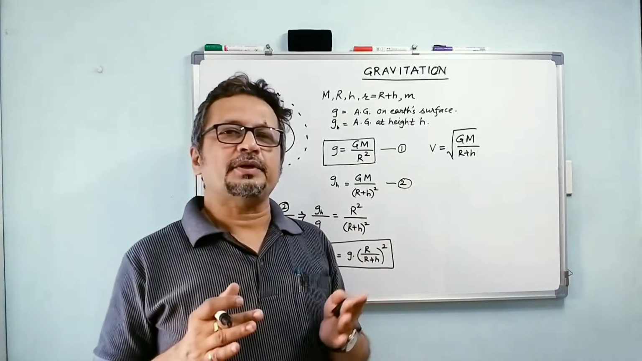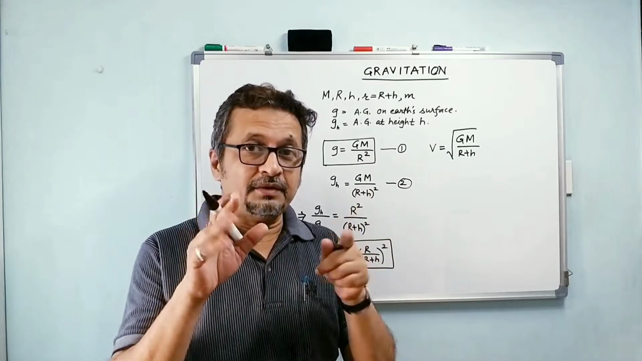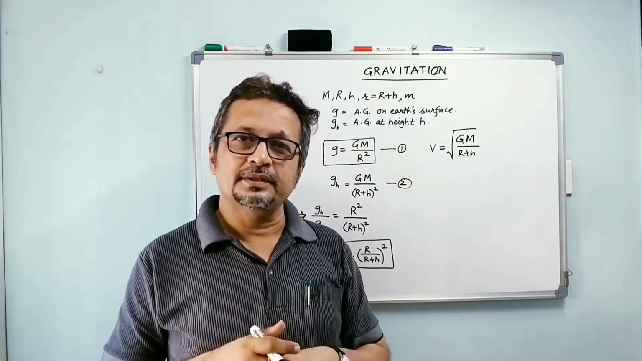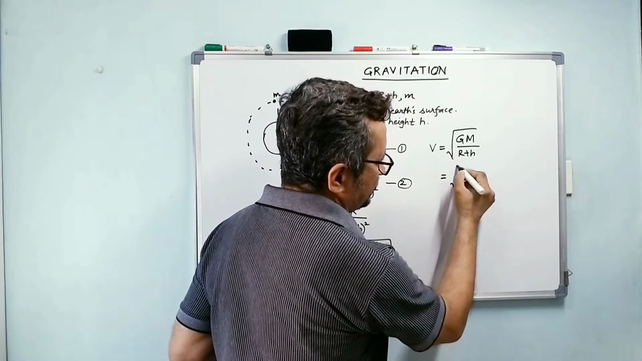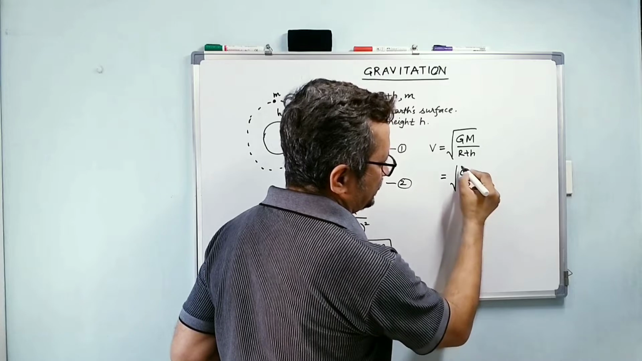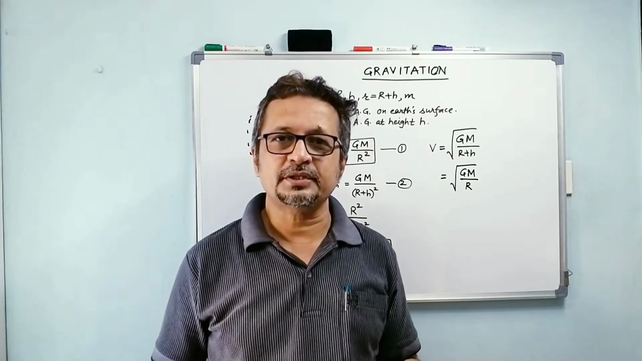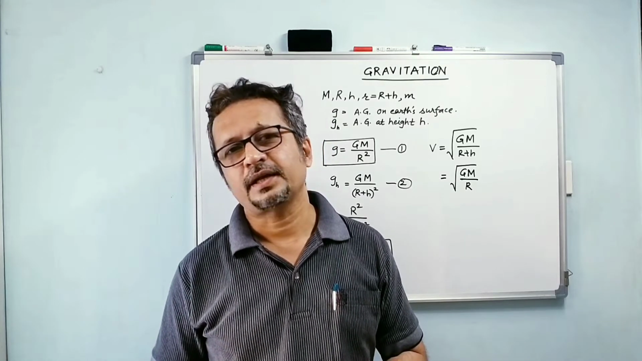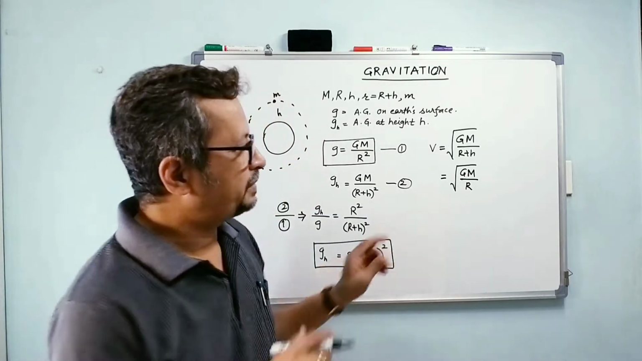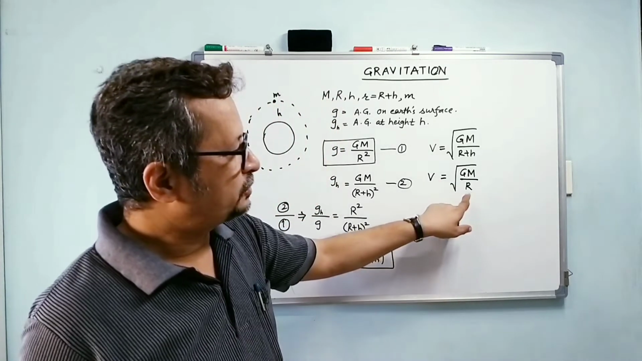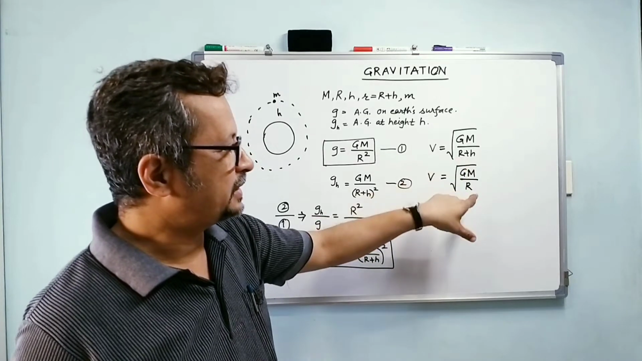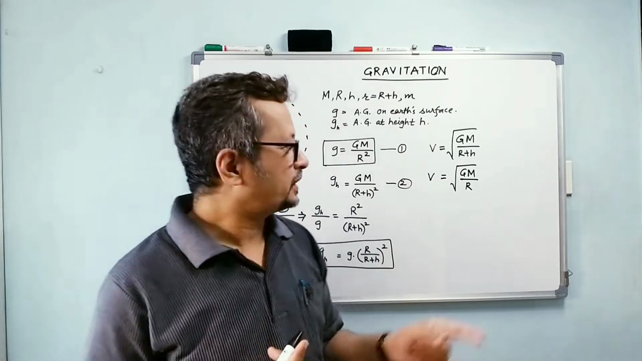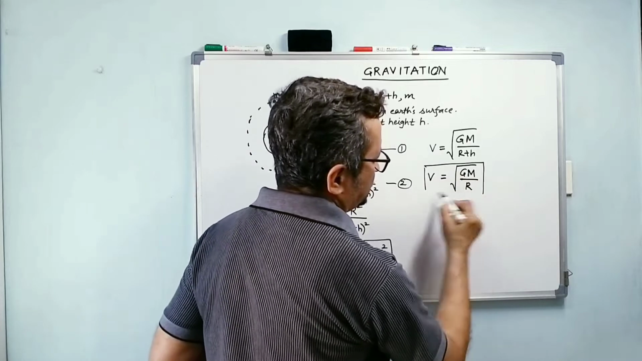Now again, if the satellite is orbiting close to Earth's surface, and if h is fairly small compared to R, then I would simply write this as root over GM upon R. It's like 6.4 million meters, and if you compare about 500 meters or maybe 1000 meters with that, the difference would be very negligible. R plus h and R are almost equal, and the square roots are going to be fairly the same, okay? So this would be my third important expression here.